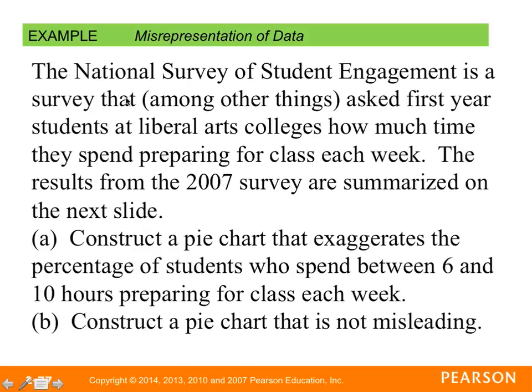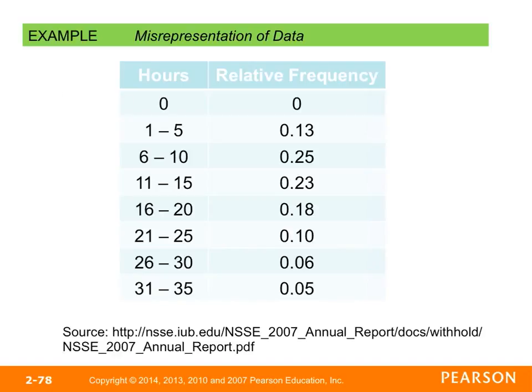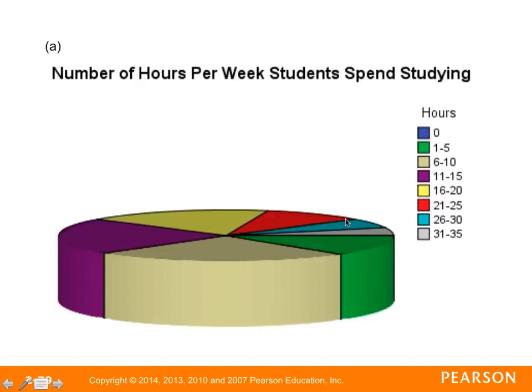All right, another example here. The National Survey of Student Engagement is a survey that, among other things, asked first-year students at liberal arts colleges to identify how much time each week they prepare for a class. So the results are from 2007 and they're summarized on the next slide. So we want to construct a pie chart that exaggerates the percentage of students who spend between 6 and 10 hours, and then construct one that's not misleading. So we have our hours here and we have relative frequencies. This was already done for us.